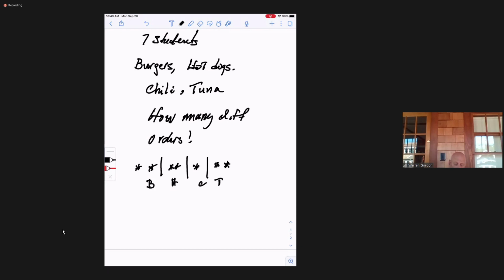So we have a total of 7 stars and 3 bars, or a total of 10 positions. I'm going to choose 7 of those positions for the stars, or equivalently 3 for the bars. And this would just be 10 times 9 times 8 over 3 times 2 times 1. And that solves the problem.